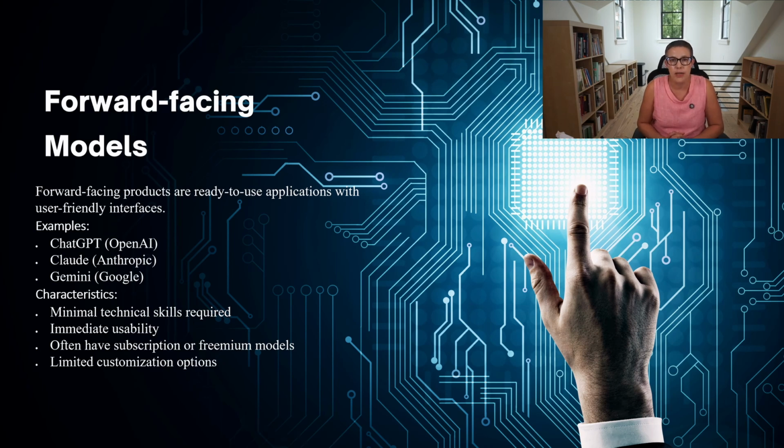Forward-facing products are ready-to-use AI applications. The technical skills needed to use them are minimal. The flexibility allows for limited customization. And typically, they're paid through subscription or freemium models. Some examples include ChatGPT 4.0, Claude 3.5 Sonnet, and Gemini 1.5 Flash. For the humanities, language translation, writing assistance, and text summarization are some of the possibilities through a forward-facing model.